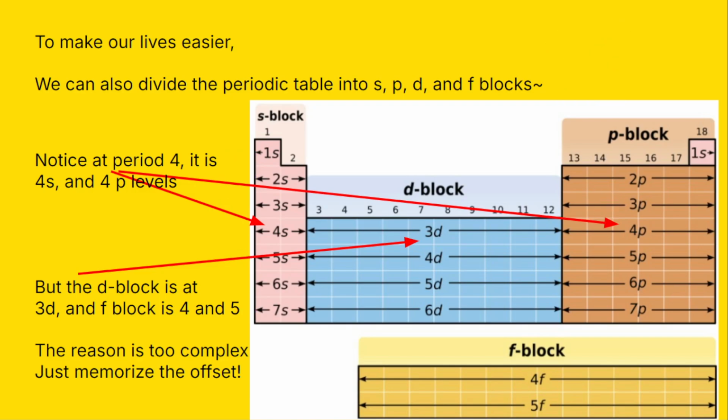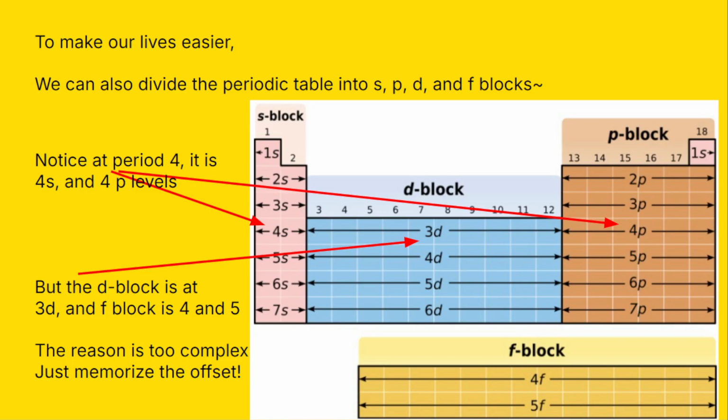If an element is on this block right here, I will know it has at least 6 energy levels because it's on period number 6. Okay, so these numbers 1, 2, 3, 4, 5, 6, and 7 basically just tell you how many energy levels those atoms have. Really simple technique to remember.